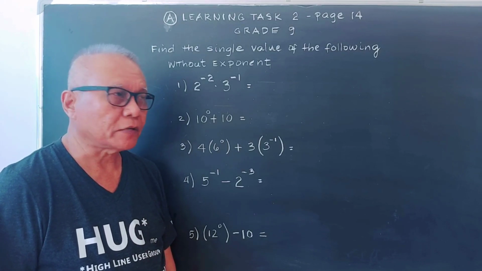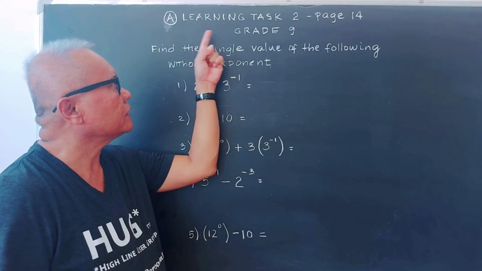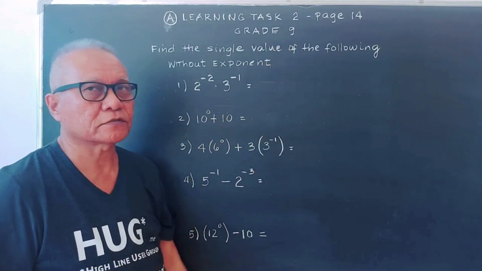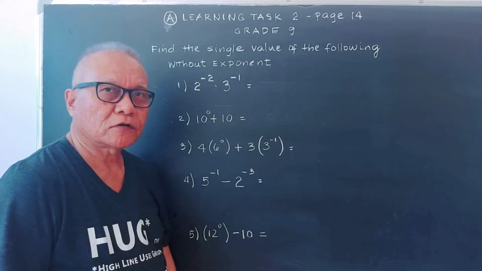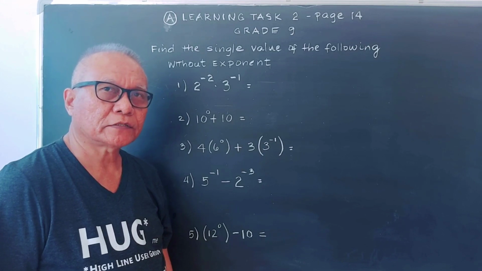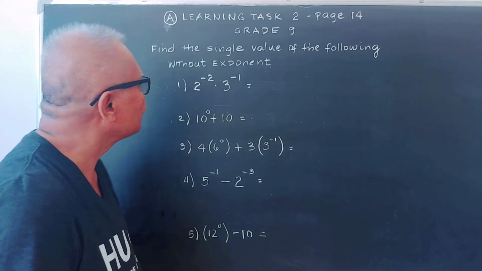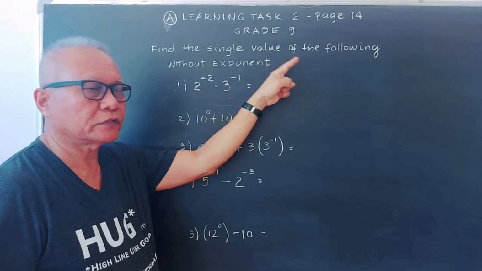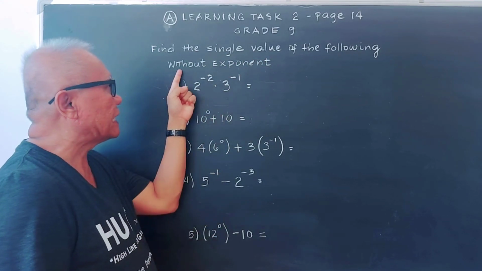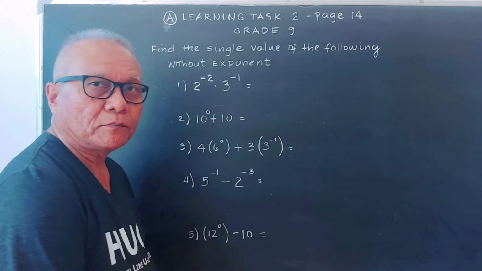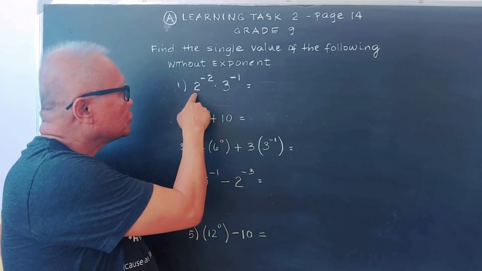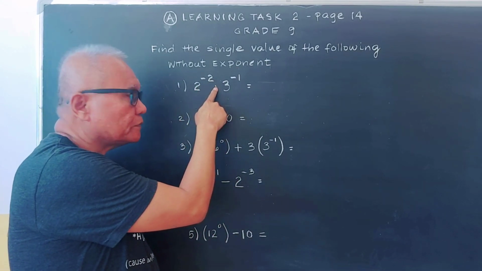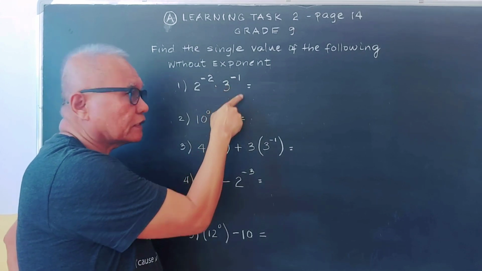Ngayong araw na ito ay magsasagot tayo ng inyong learning task 2 on page 14. This is all about laws of exponents or indices law. So find the single value of the following without exponent. Number 1, we have 2 to the negative 2 times 3 to the negative 1.